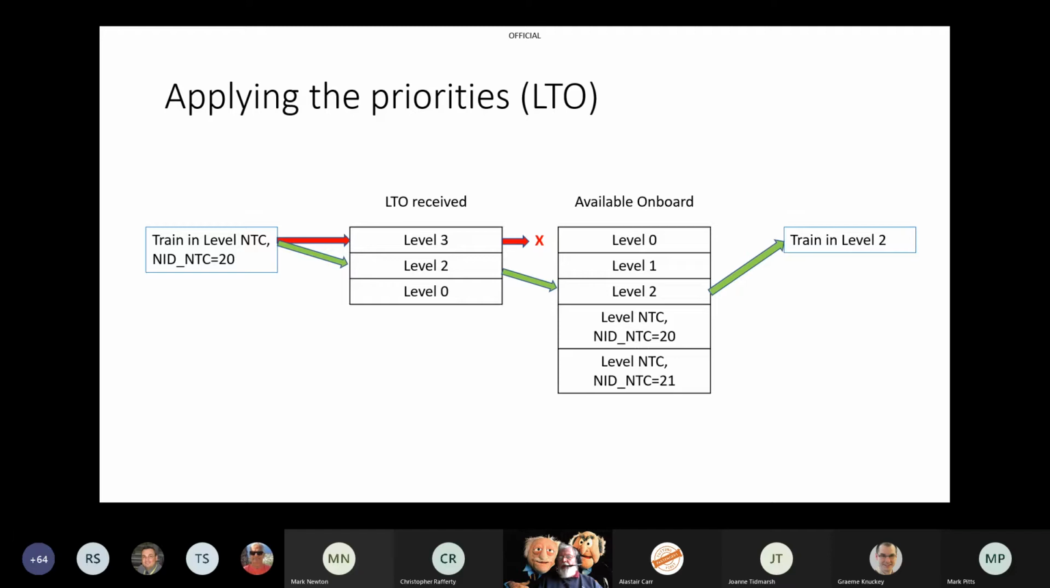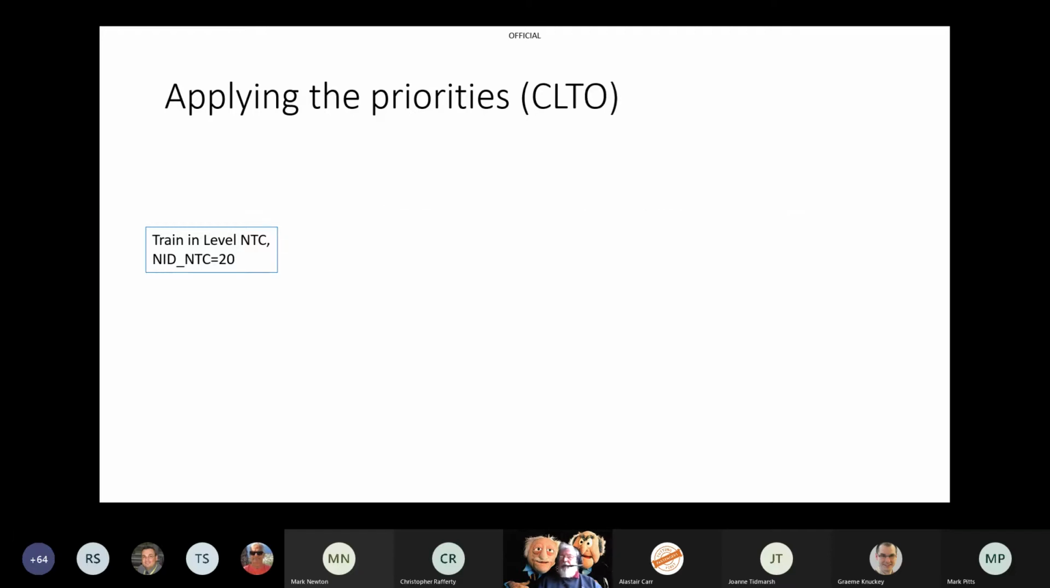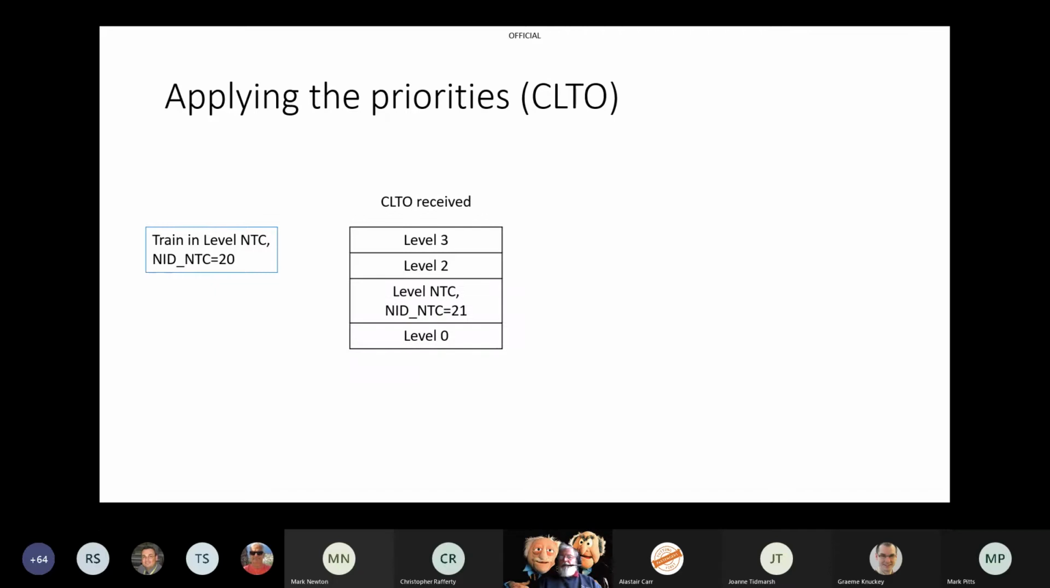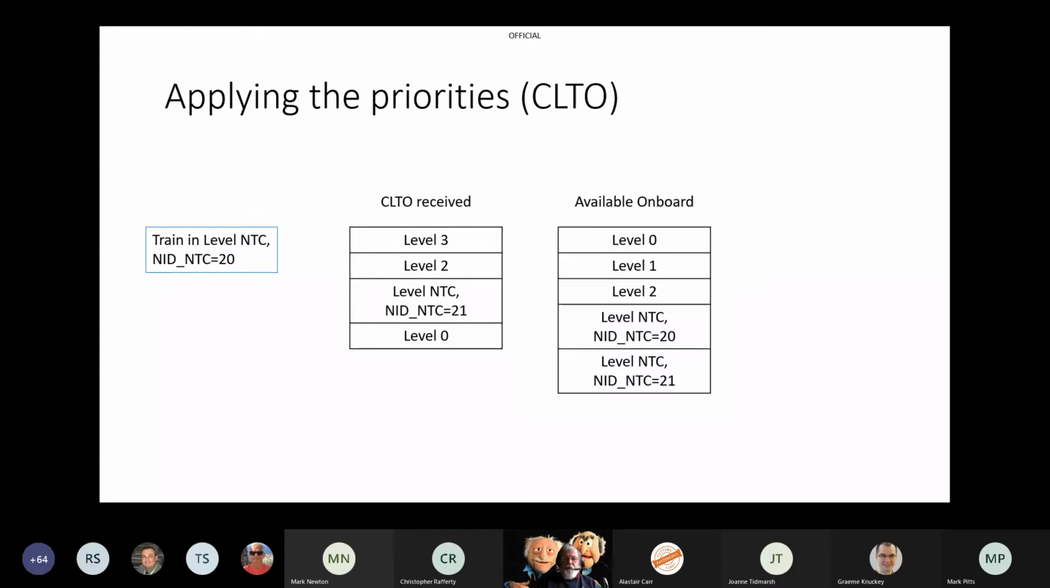So let's look at how that would be affected if we use a conditional level transition order. In this case, the conditional level transition order received is still level 3, level 2, and then it has our special UK NID NTC 21 level, and then level 0. The train is currently operating in NID NTC 20. And once again, it has the same available list. We go through the same process.